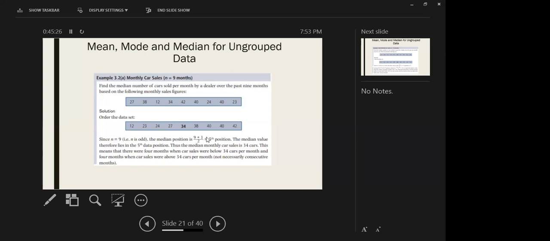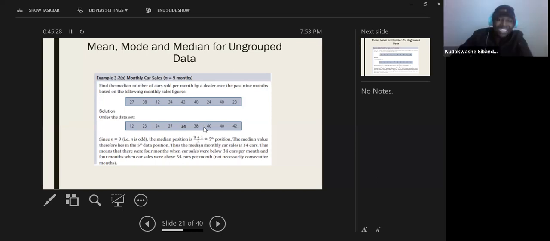So 9 plus 1 gives you 10, and 10 divided by 2 gives you 5, which is the fifth position. Now, this value is not the value itself. This value that you get is the position in your ordered set of data. The fifth position is where the median value is.